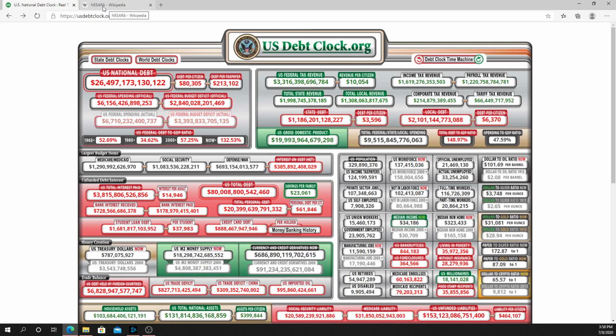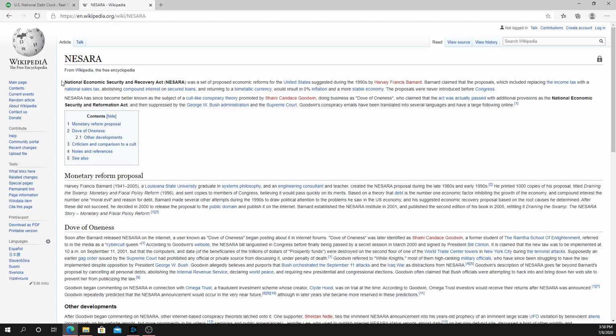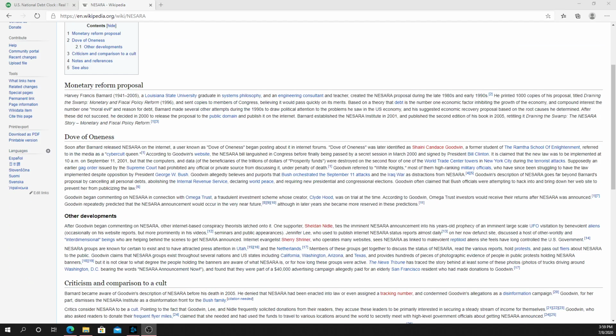Well, the only way to do it is to completely sign this bill into law and completely wipe out all personal debt, so completely cancel all personal debts, abolish the Internal Revenue Service, in which they would be able to declare world peace, and would also require new presidential and congressional elections. Goodwin often claimed that Bush officials were attempting to hack into her website to bring it down, preventing her from actually publicizing the law.